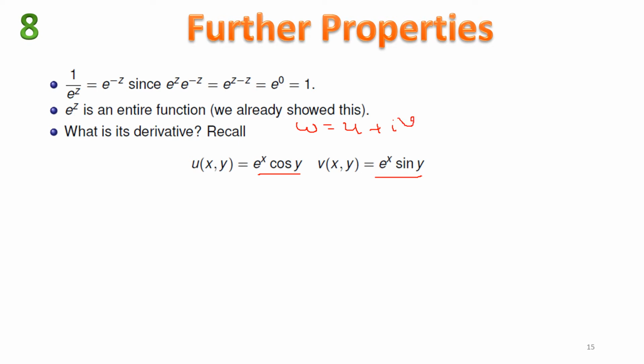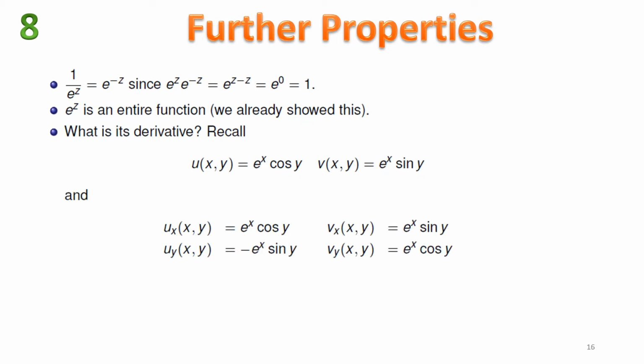So here we are going to differentiate this, and we are going to use the Cauchy-Riemann equation. First, we are going to find the derivative of u with respect to x, treating y as a constant. So in fact we are taking the partial derivative of u with respect to x. The derivative of the real function e to the x is e to the x, and cos of y is treated as a constant, so it remains as it is.